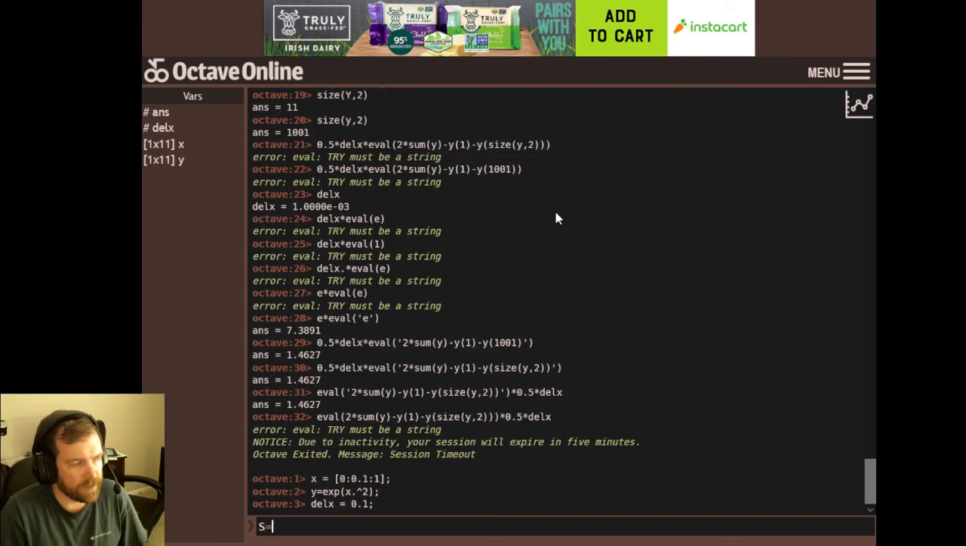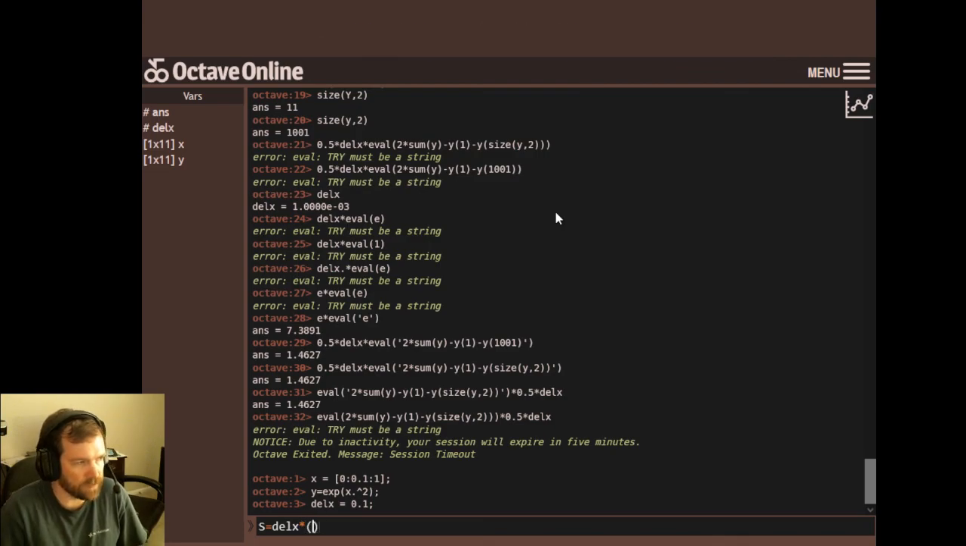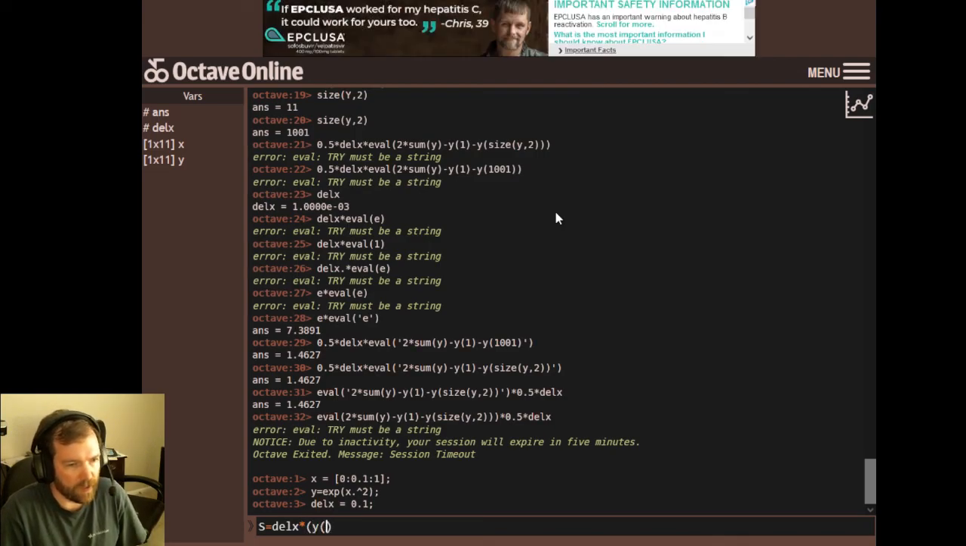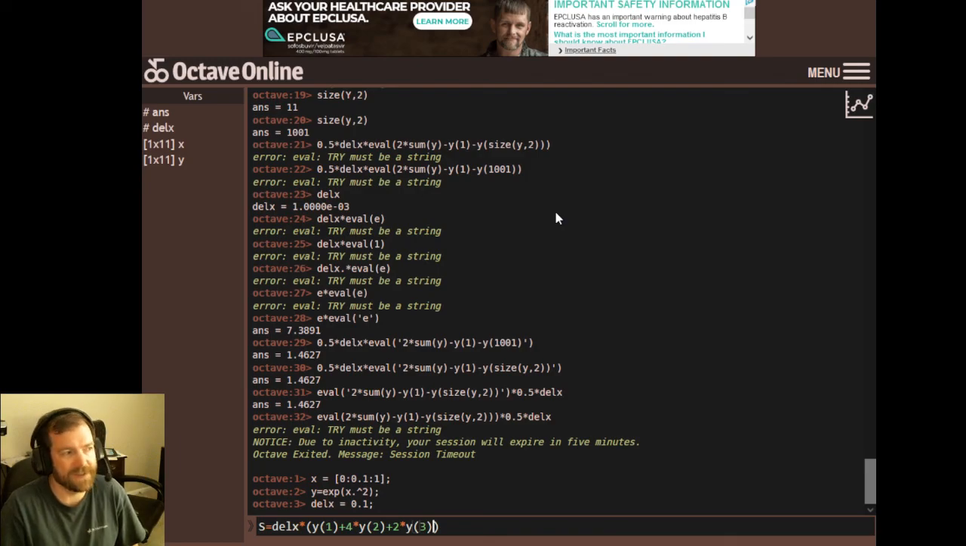So S is going to be equal to del x times, and this is where we get the Simpson's rule stuff. So this is going to be y of 1 plus 4 times y of 2 plus 2 times y of 3. Again, I don't recommend this. You can do it perfectly well by doing a for loop or literally anything.